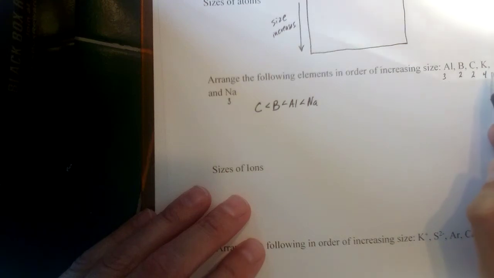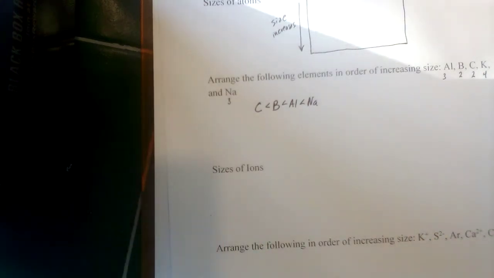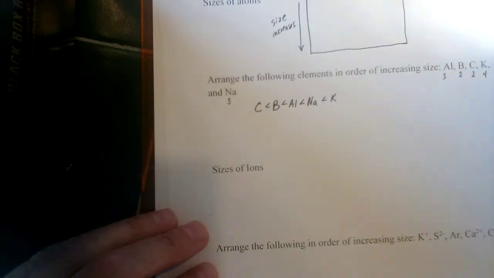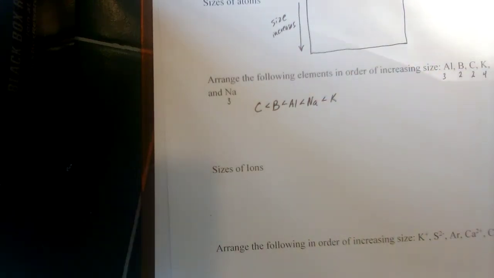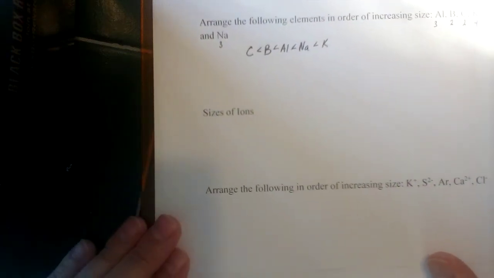And then potassium is the only element here that is in the fourth energy level. We're adding that extra layer on. That extra layer is really shielded from the positive charge of the nucleus, so potassium would be the biggest of our elements here. Okay. Now, maybe we can relate this to the size of ions as well.